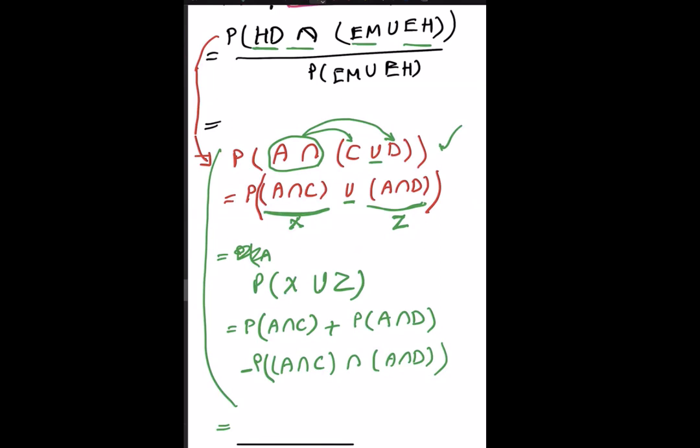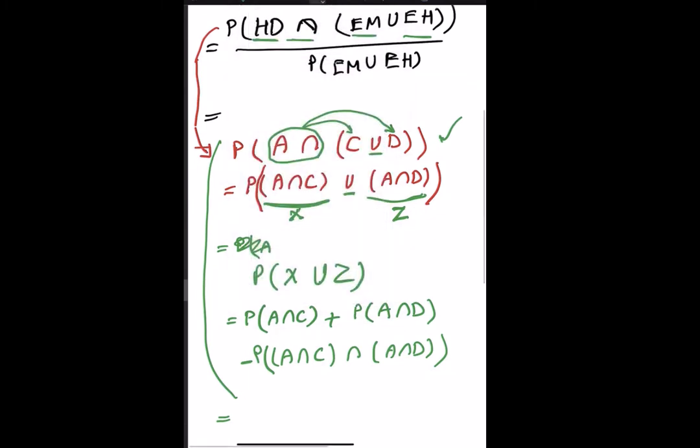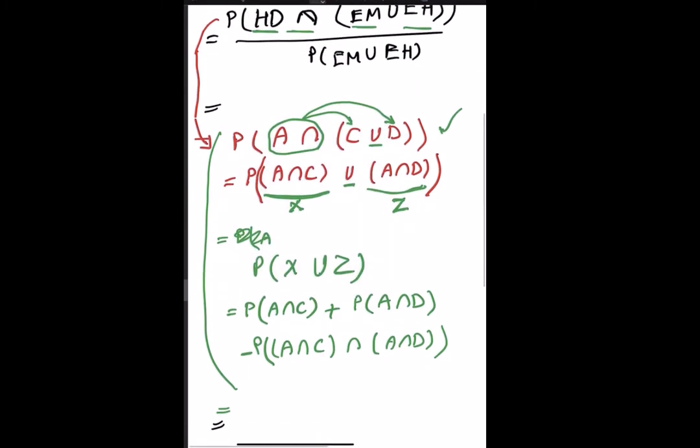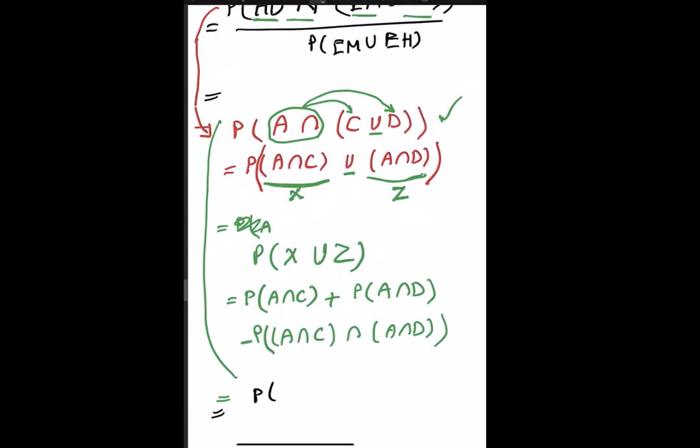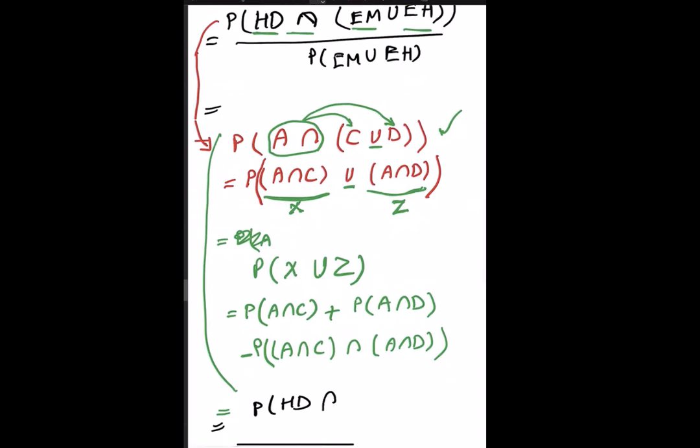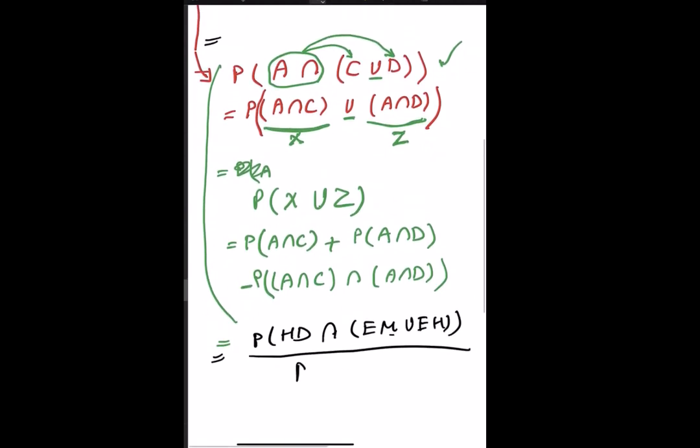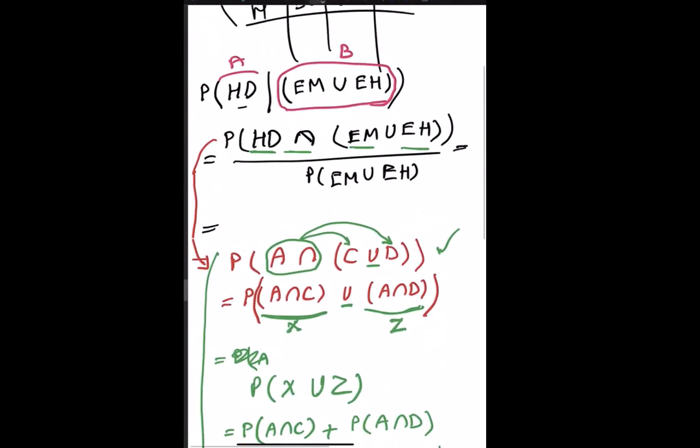So let me just write this one more time here. So I want to calculate probability of HD and EM union EH, divided by probability of EM union EH. Okay, so that's what I want to calculate from the problem seminar. I just wrote it at the bottom so that I can see what we want to do.